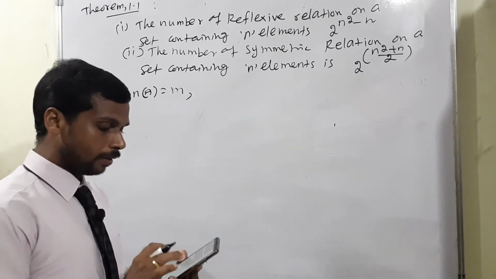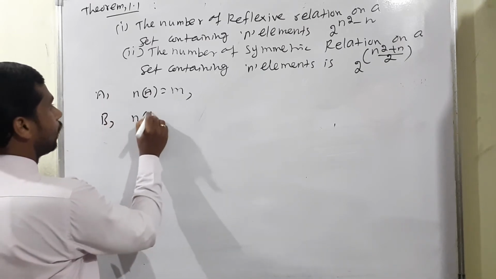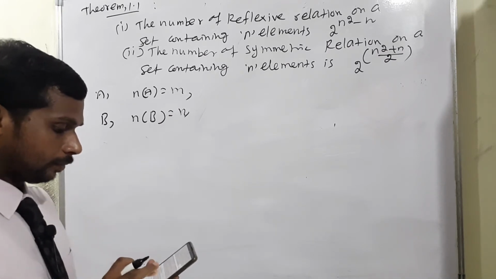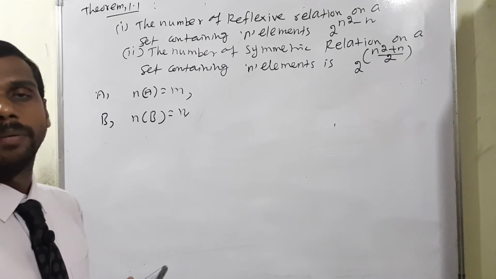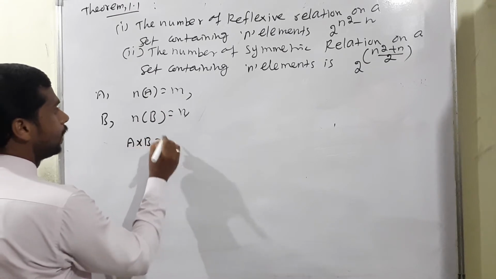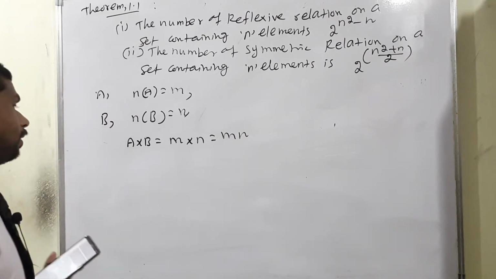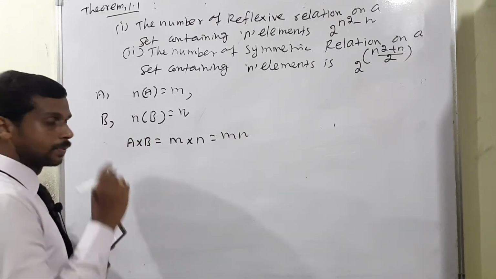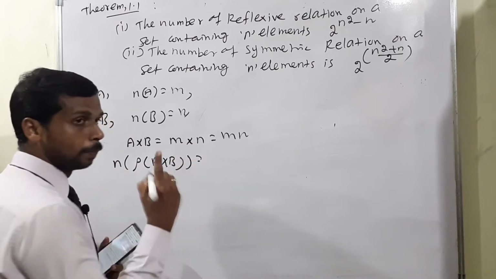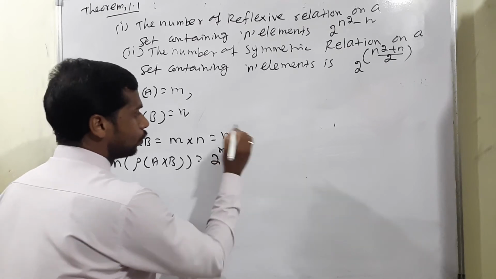At the same time, given a set B containing n elements, I have taken the number of elements in B equal to n. Now what is it saying? The number of subsets is given by 2 to the power mn. Already we know A into B means m into n, isn't it? So the number of subsets of A into B is 2 to the power of the size of A into B, which is 2 to the power mn.